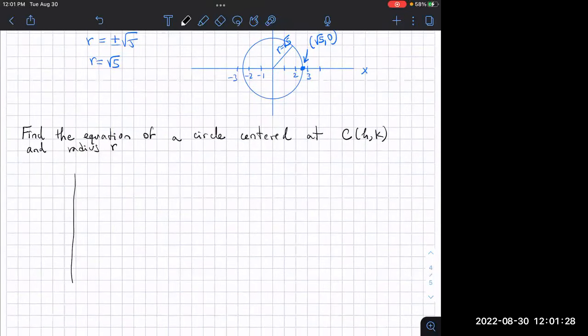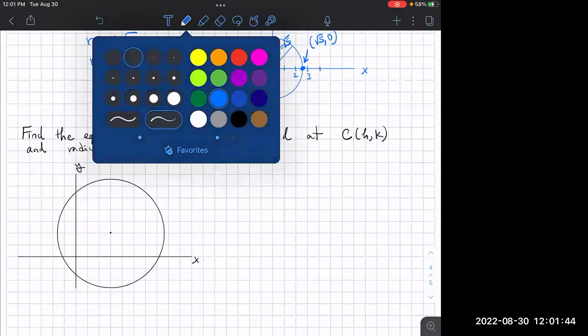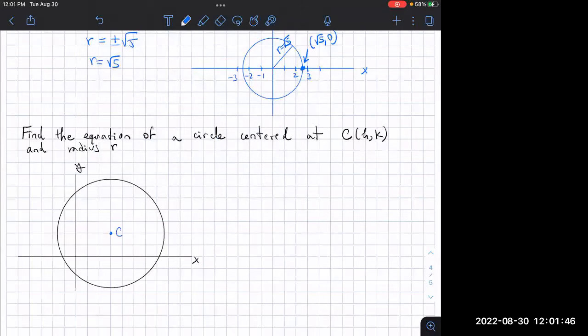We take the same approach. Say this is my x and y axis, and my circle is somewhere there with the center h, k. Say this is the center. That means this is my h and that's my k. The center doesn't have to be in the first quadrant, it could be any quadrant.